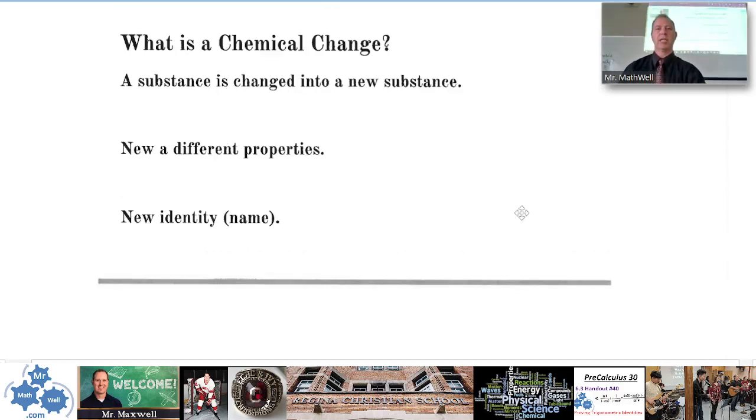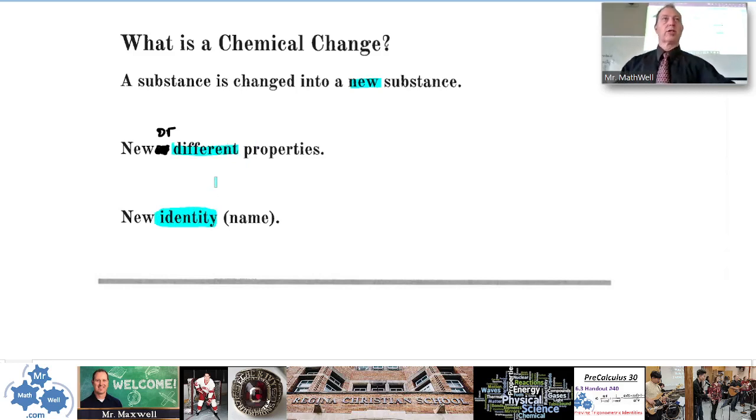All right, moving to chemical changes. A substance is changed into a new substance when there is a chemical change. New or different? Yeah, new. Let's make that new or different properties. And so I guess the highlight here would be a new substance for chemical change, new or different properties, and a new identity or a new name.